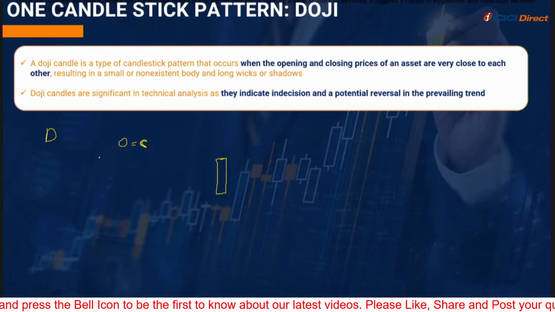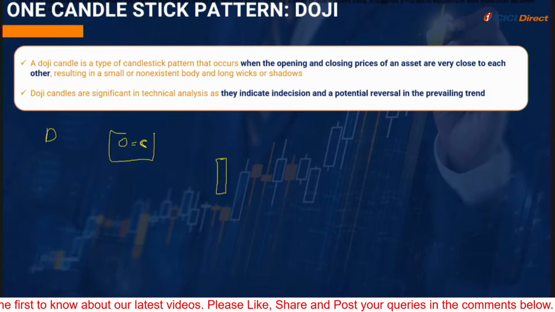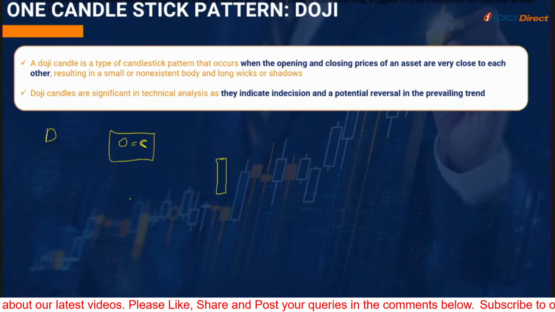So if Nifty opens at 21,600 and it closes at 21,600 only, we say that this is a doji candle which is made. So is doji clear to you guys? Your open price and your close price should be equal. But in reality, that never happens. Just always remember, your doji candle will be a very tiny rectangular body.